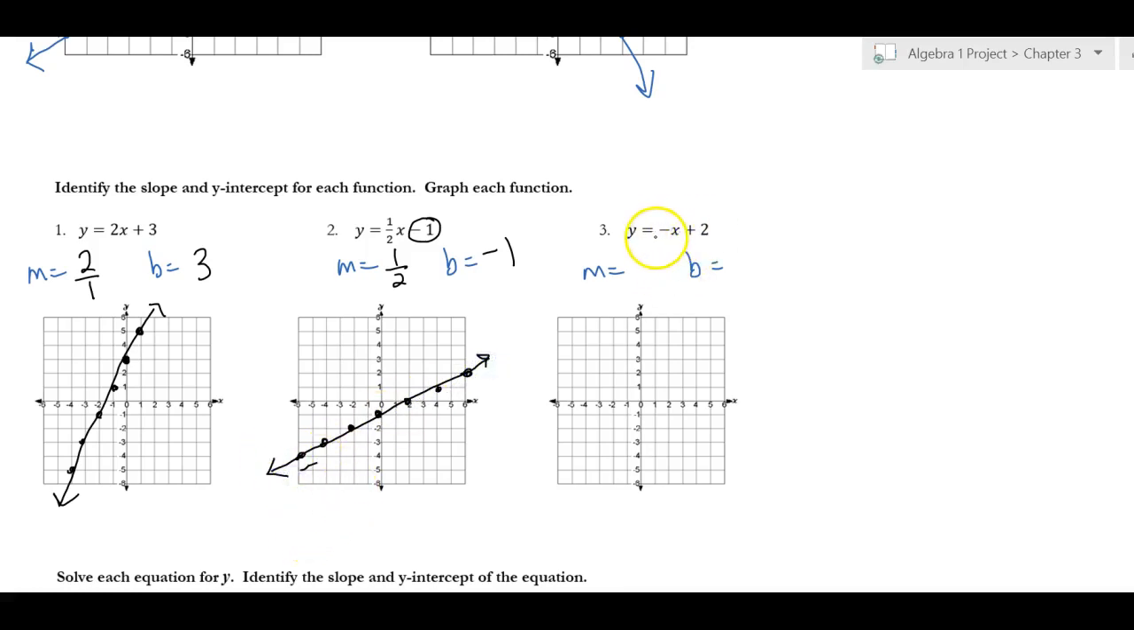All right, this one, there's not a number there, but there is a -1, which means it's -1 over 1. And then I go up 2. So I start at +2, and then I'm going to go down 1 over 1.